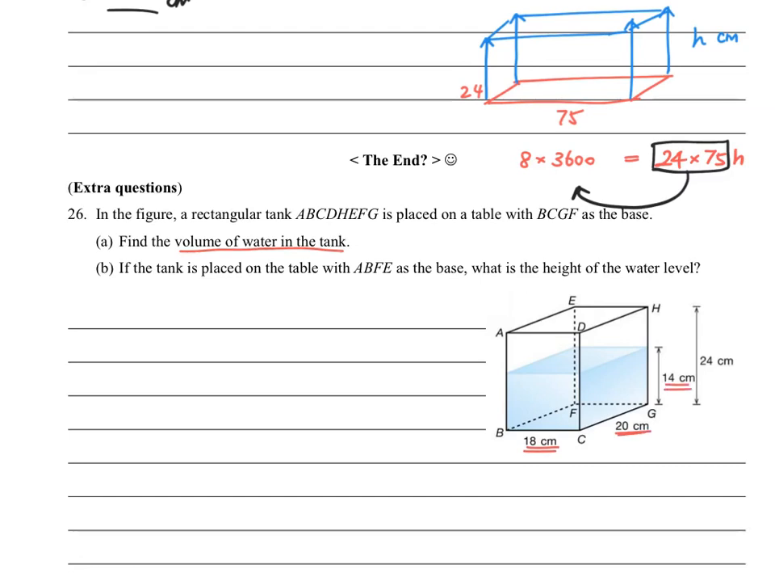And for part B, it is asking you if ABFE is the base, then what is the height? It means that you have the volume of A divided by what is the new base area. You look at ABFE. BF has the length of 20 cm, and then AB would have the length of 24 cm. So you have part A's answer divided by 20 times 24 will give you the answer for part B.